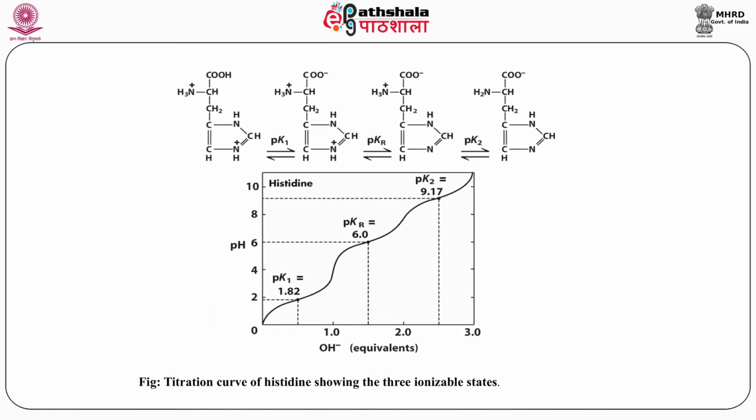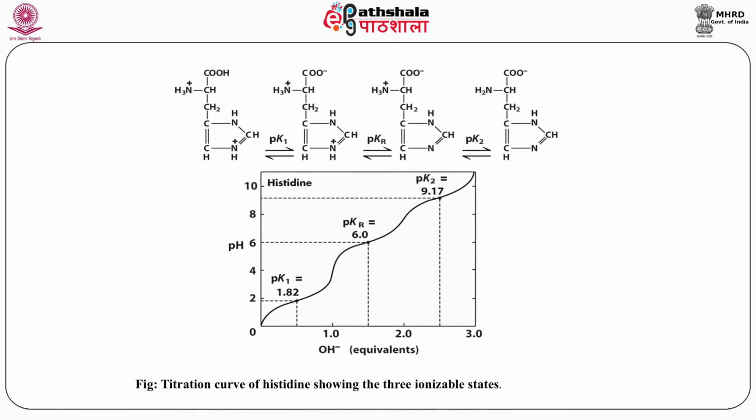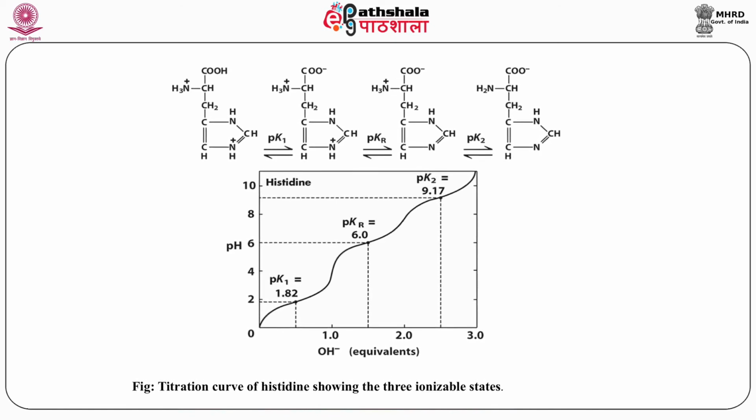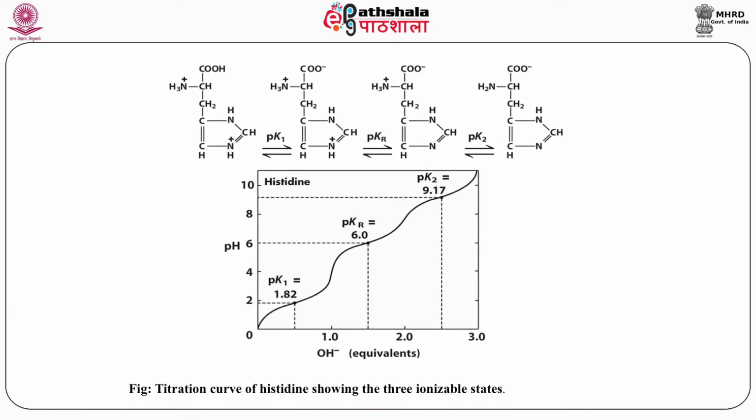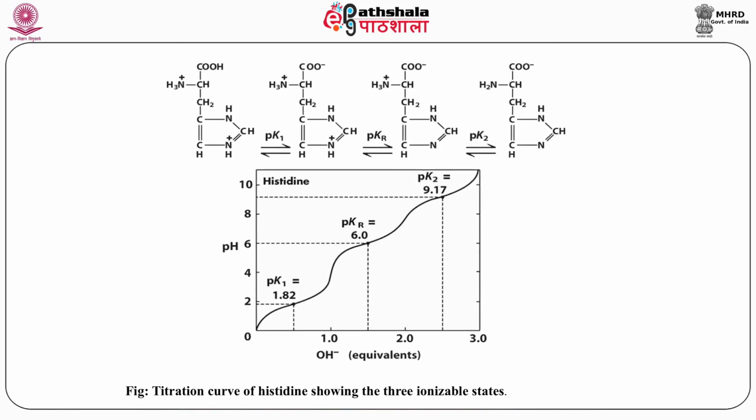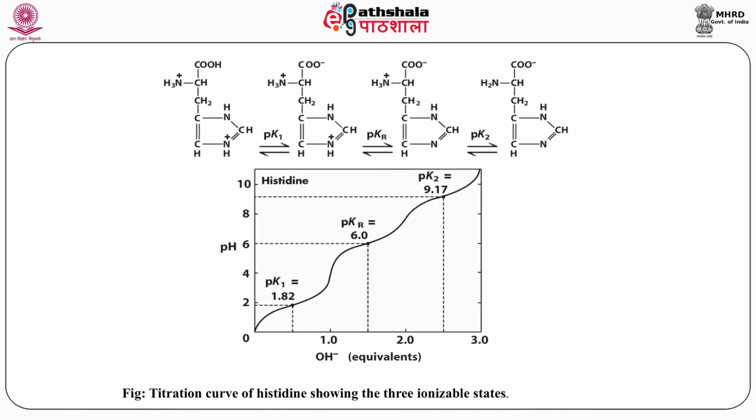So you see the titration of an amino acid depends on the R or side group. If it is ionizable, you will have 3 phases, and if it is a non-ionizable group, you will have only 2 phases.